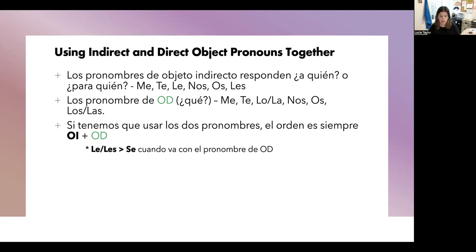So, se la preparé cuando llegué a casa. We're talking about the dinner. I prepared dinner when I got home for my family. So preparé la cena, right? La preparé cuando llegué a casa. And if I want to say I prepared dinner for them, it will be les preparé la cena. The thing is, when you put it together, that's when you need to switch that.